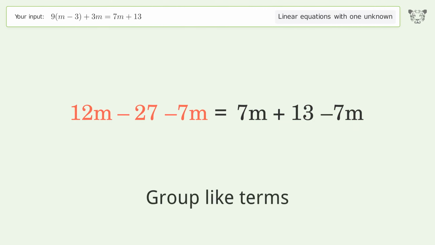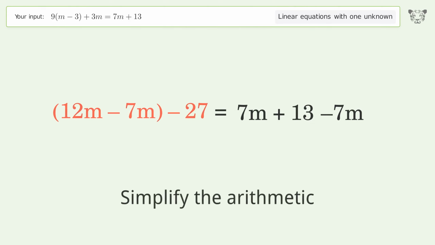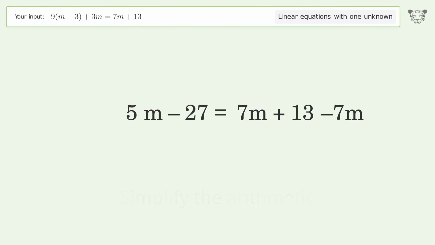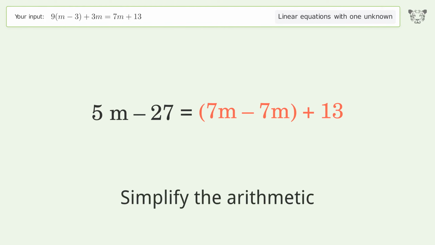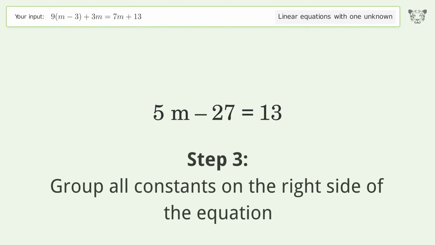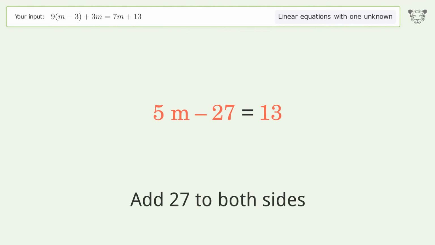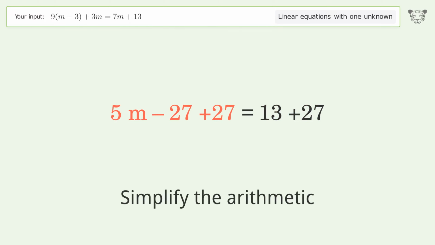Group like terms. Simplify the arithmetic. Group like terms. Simplify the arithmetic. Group all constants on the right side of the equation. Add 27 to both sides. Simplify the arithmetic.